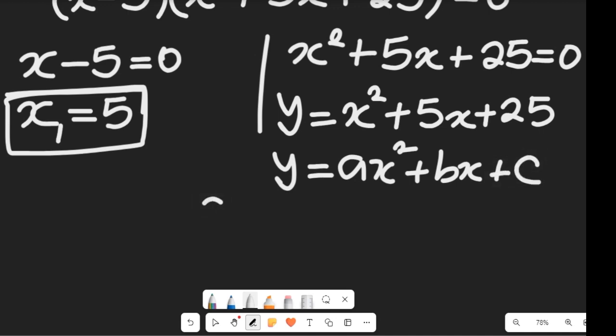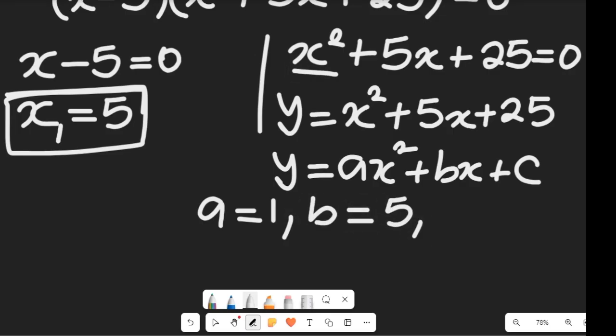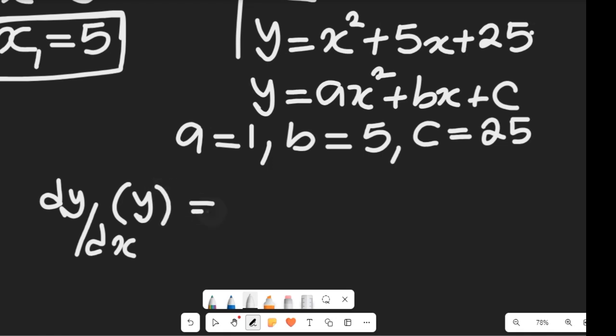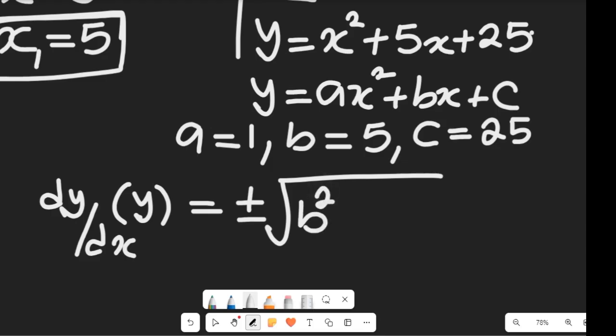And from this expression, our a is equal to 1, our b is equal to 5, and our c is equal to 25. Given this expression, we are going to look at using this formula. We'll look at the differentiation, the dy/dx of the first part of y equal to plus or minus the square root of b square minus 4ac, which is a part of the quadratic formula.